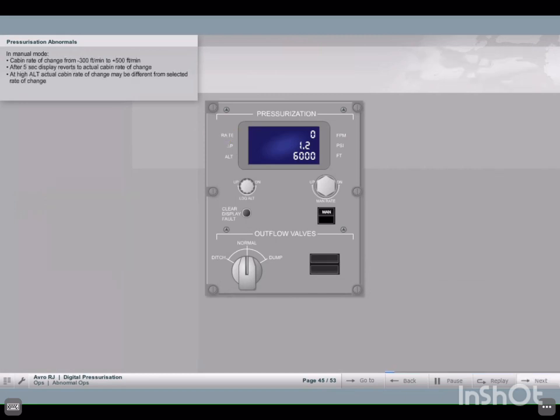Cabin rate of change should be set between -300 feet per minute and +500 feet per minute to maintain passenger comfort. After 5 seconds, the display reverts from selected to actual cabin rate of change. Due to cabin rate of change being referenced to sea level, at high altitudes, actual rate of change may be different from selected rate of change.